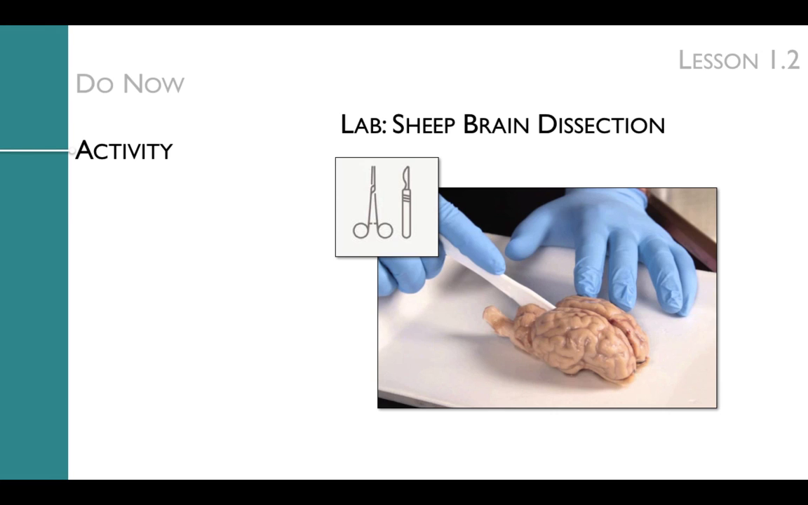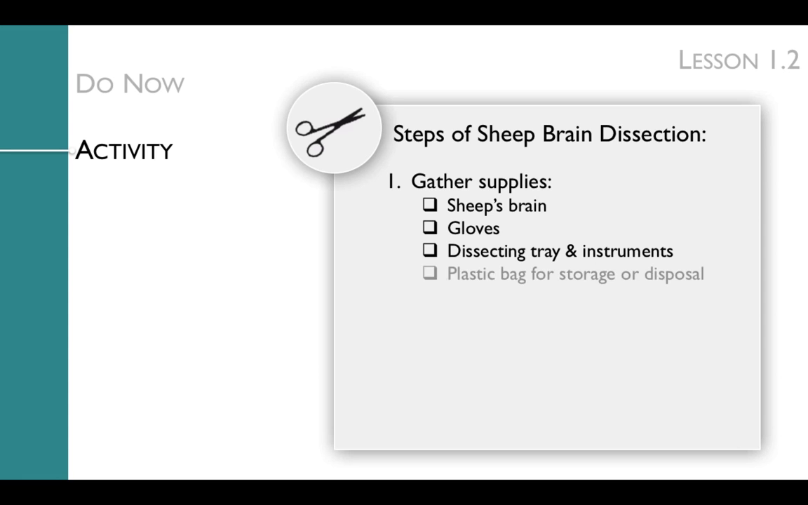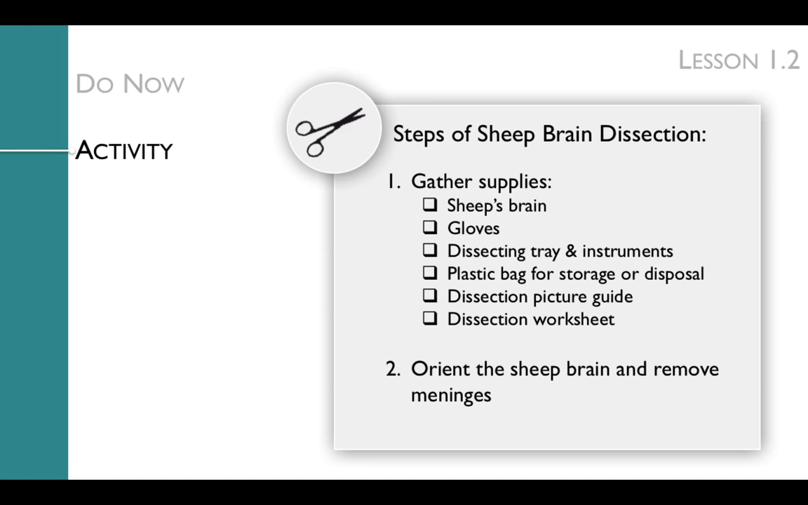To ensure that students finish within the allotted time, you'll probably want to lead the class through the 5 main steps of the dissection. Those are: Step 1, gather supplies. Students will need a sheep's brain, gloves, dissecting tray and instruments, plastic bag for storage or disposal, dissection picture guide, and a dissection worksheet. Step 2, students will orient the sheep brain and remove the meninges.